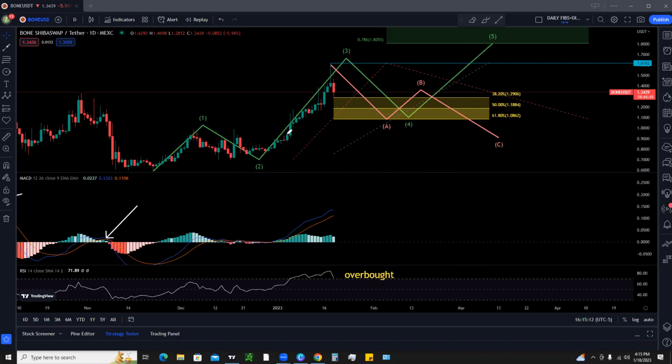But until then, this is some nice, healthy consolidation. Okay, we've had the strong move to the upside. We're starting to consolidate a little bit, but we've already bounced off of our 38.2. So technically, we could have had the pullback already and be continuing up higher.